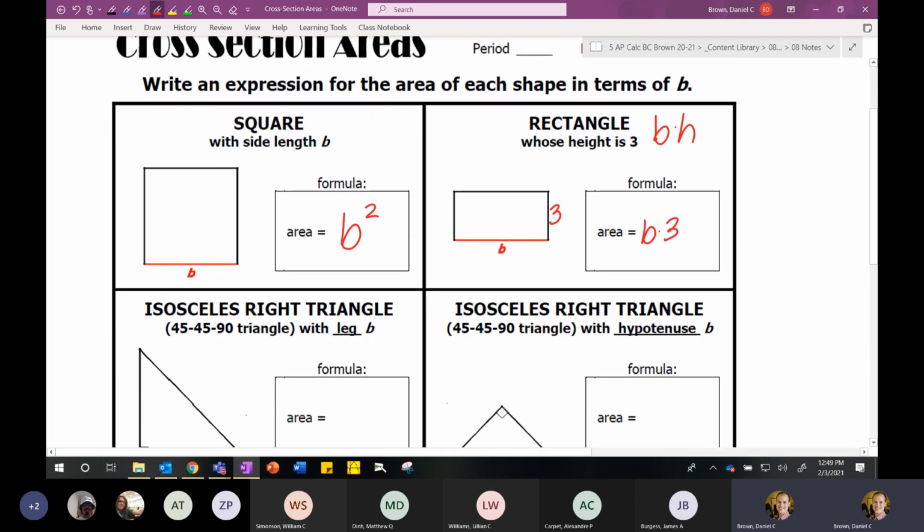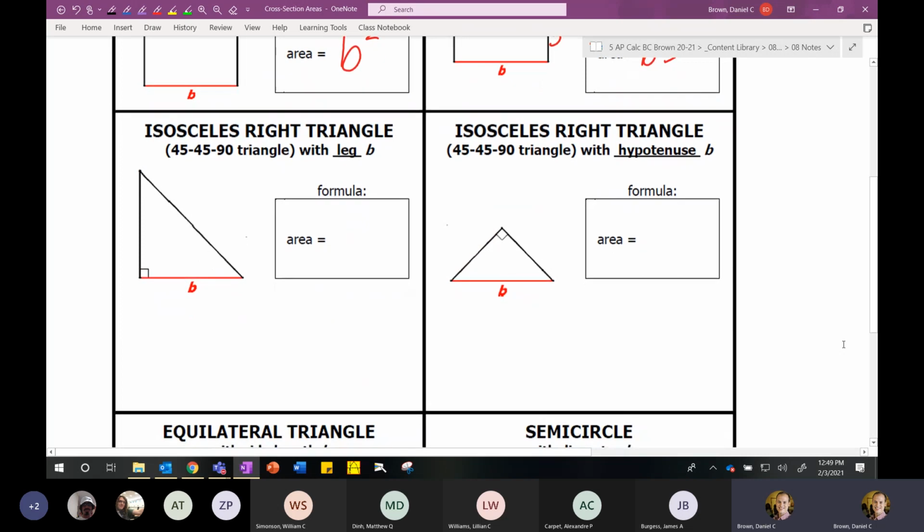The next common type of slice that we see is going to be an isosceles right triangle. An isosceles right triangle is going to be your 45, 45, 90 triangle. And you will have to be careful, depending on how the problem is worded, and be very clear about where that triangle is being sliced. If you have an isosceles right triangle, it could be that one of the legs is the base sitting in that area, or it could be an isosceles triangle where the hypotenuse is sitting on that base.